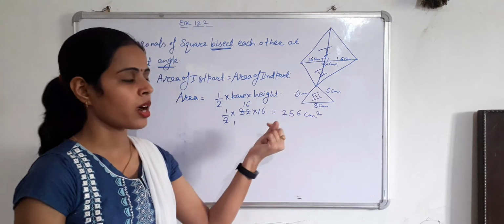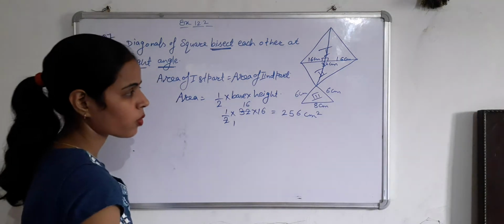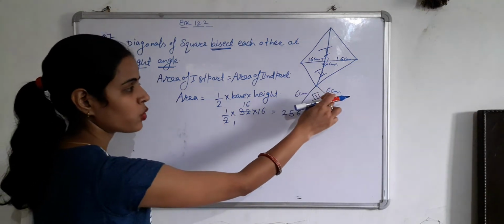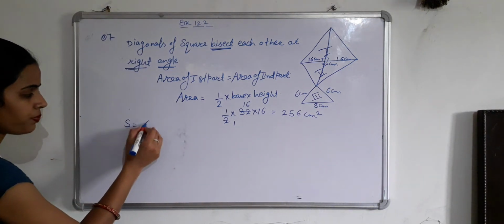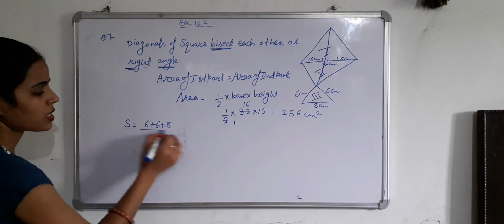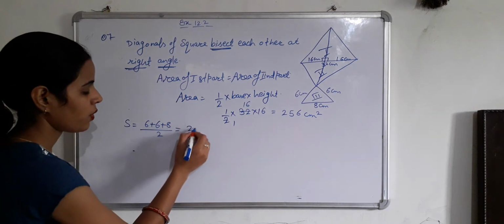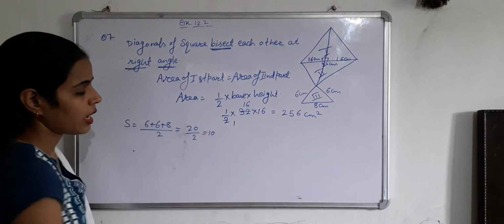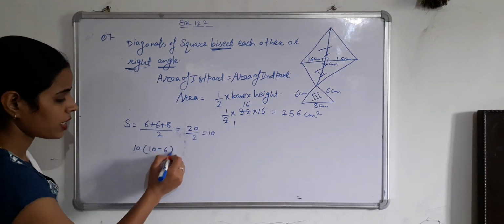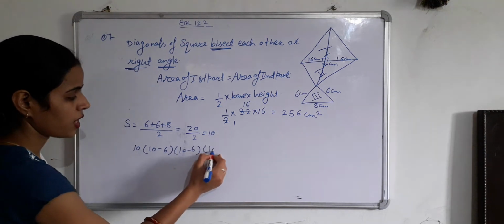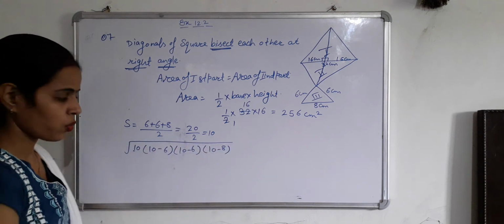Now area of third part, which is in the shape of a triangle. Area of a triangle can be calculated with the help of Hero's formula. Here A equals 6 cm, B is also 6 cm and C equals 8 cm. Then S equals A plus B plus C upon 2. 6 plus 6, 12. 12 plus 8, 20. 20 upon 2 equals 10. S equals 10. Then area will be root of S into S minus A, S minus B, S minus C. All these terms lie in root.